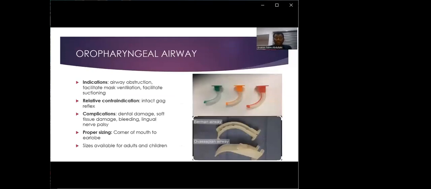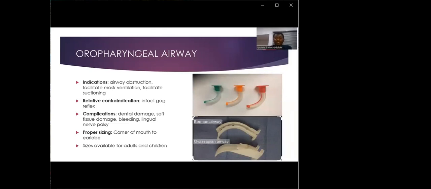The adjuncts that can be used with the face masks include the oropharyngeal airway, and the indication is for airway obstruction. For obvious reasons, we know that in unconscious patients, the commonest cause of airway obstruction is the tongue falling back. However, that can be prevented with the oropharyngeal airway in situ, and it facilitates mask ventilation, and also facilitates suctioning, because a suction catheter can be passed through the oropharyngeal airway to suction the hypopharynx. A relative contraindication is an intact gag reflex.